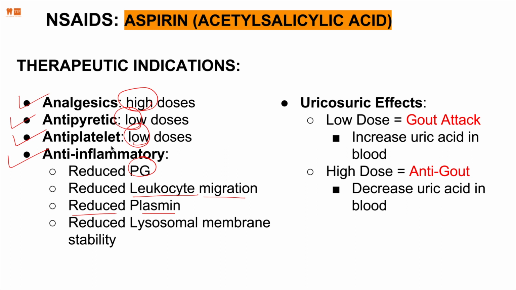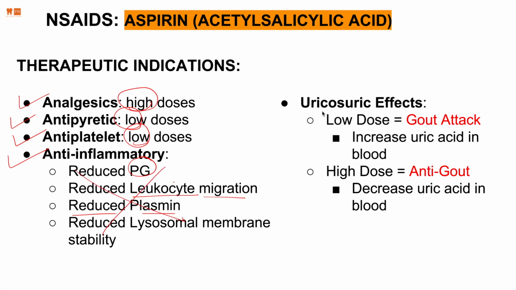This causes lack of inflammation, right? When we have an increase in PG, an increase in leukocyte migration, an increase in plasmin, and an increase in lysosomal membrane activity, that's when we have inflammation. However, aspirin blocks it all.